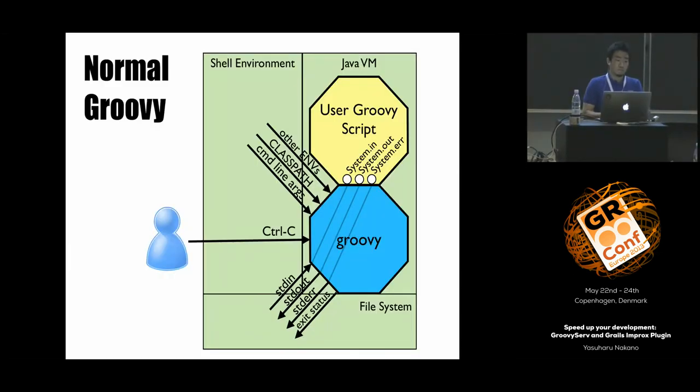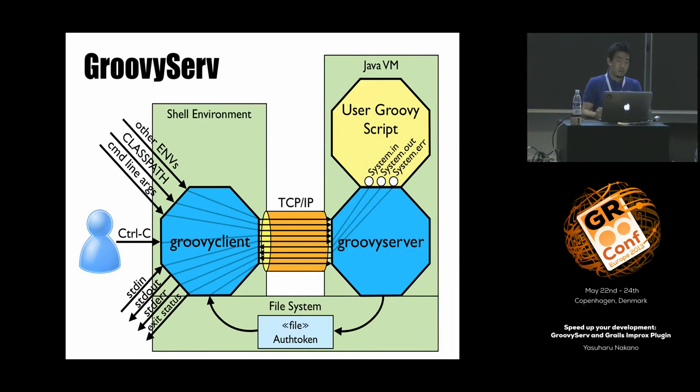In normal Groovy, a JVM process is invoked for each execution of the groovy command. On the other hand, in GroovyServ, a Groovy server keeps the JVM process running in the background. It's listening on TCP port 1961 by default, receiving requests from the Groovy client and then executing them.